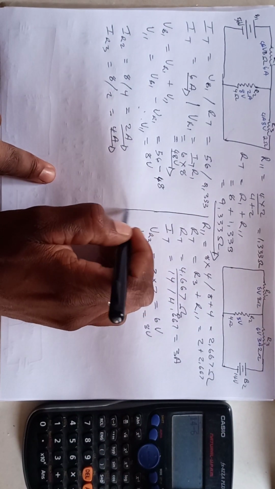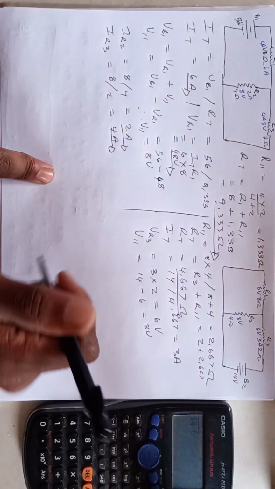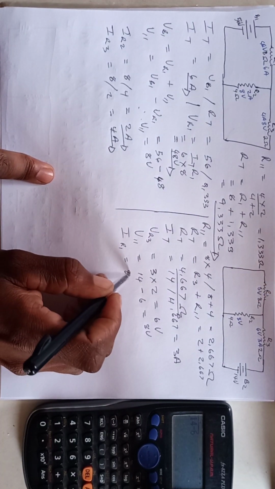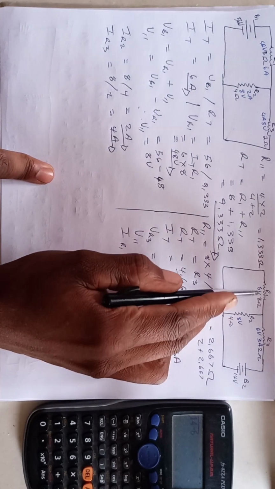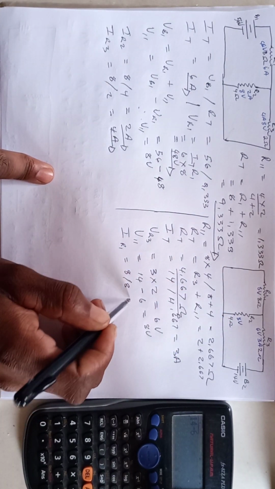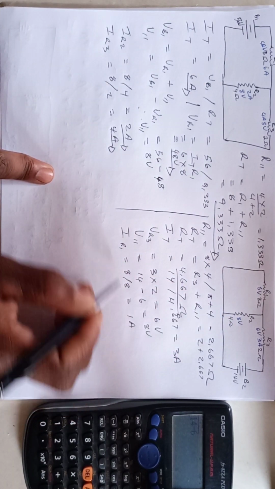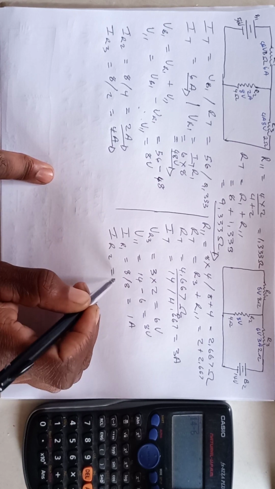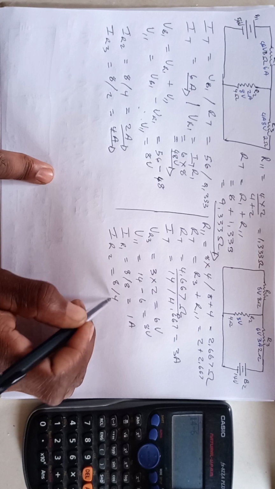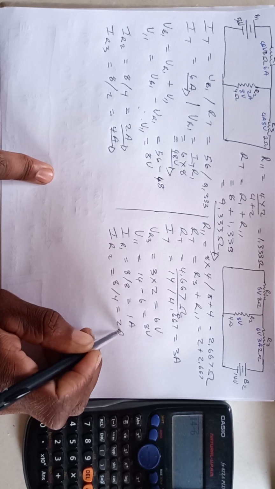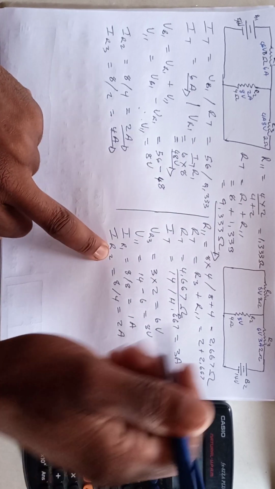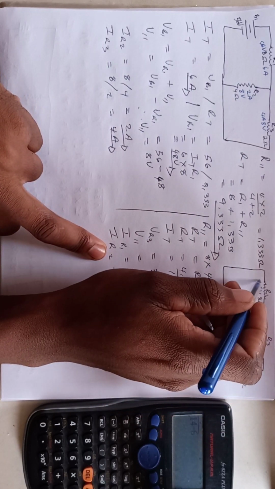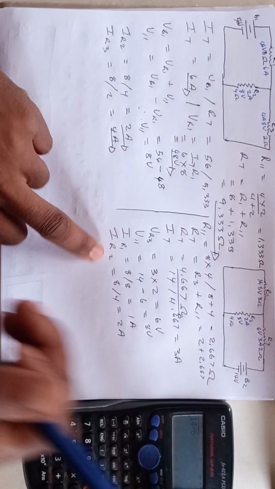So now we can use these voltages to calculate the current across R1. It will be 8 volts divided by 8 ohms. That would be 1 ampere. And the current across R2 would be 8 volts divided by 4 ohms, which is 2 amperes. So across R2, we have 2 amperes, and across R1, we have 1 ampere.